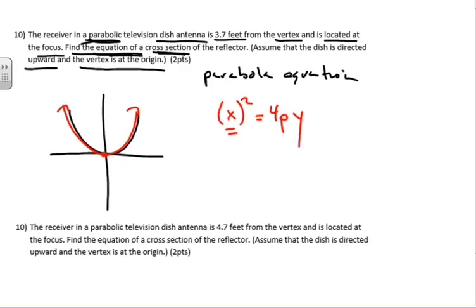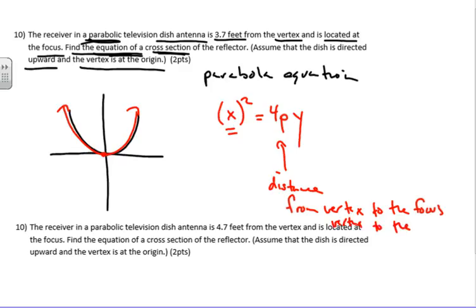Now, the next thing is we've got to figure out p. Now, what is p? Well, p is a distance, all right, from the vertex to the focus. It's also a distance from the vertex to the directrix. Okay? The directrix. Now, they're both the same. Okay? So they're both the same. Those distances have to be equal. Okay? Because that's one of the properties that a parabola has.